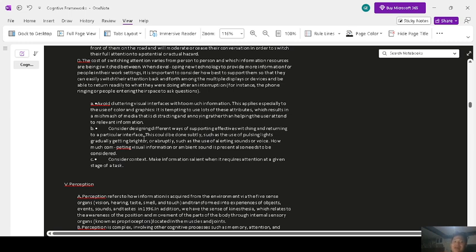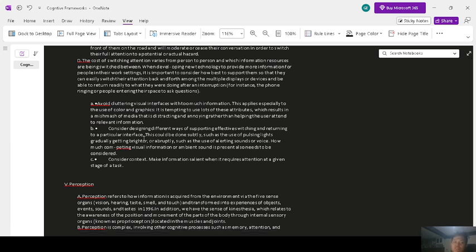You should avoid cluttering visual interfaces with too much information. This applies especially to the use of color and graphics. It is tempting to use a lot of these attributes, which results in a mishmash of media that is distracting and annoying, rather than helping the user attend to relevant information. Again, attention is limited, our cognitive load is limited, and our memory is related to attention, which is limited.